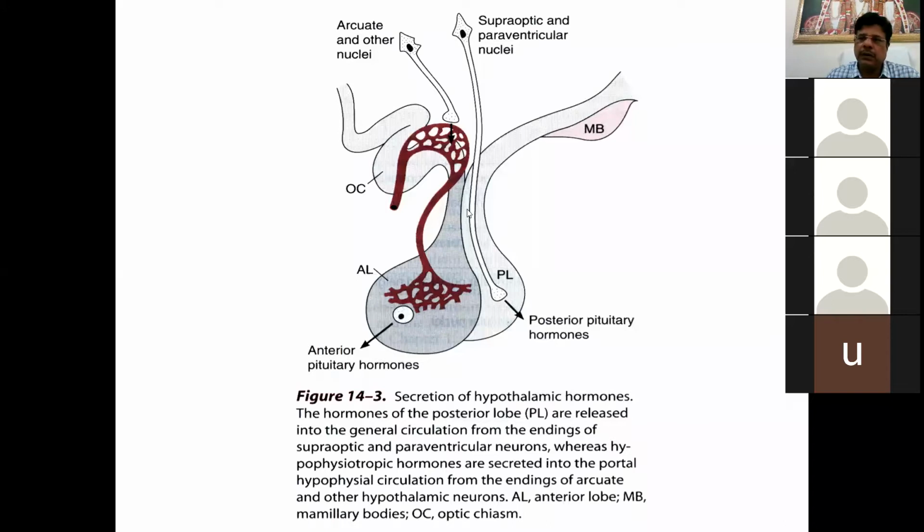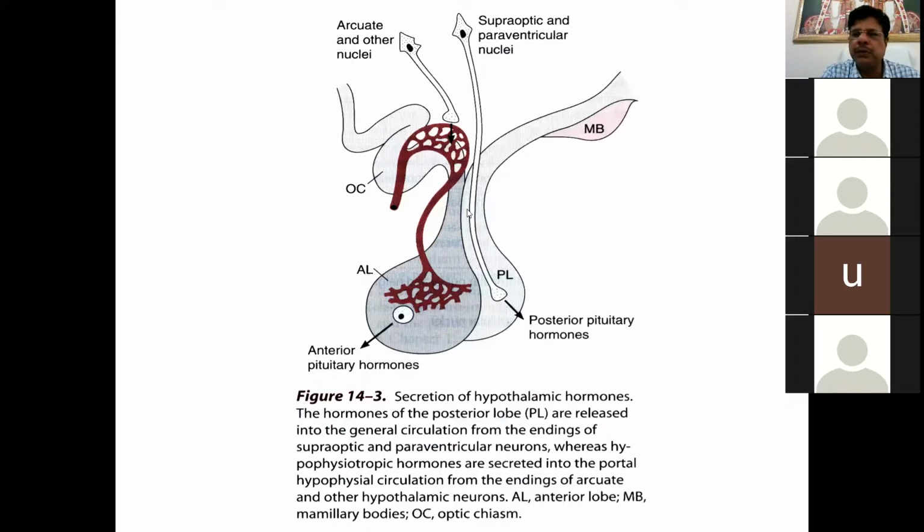Pro-opiomelanocortin. Did you look it up on the net? You didn't look? Okay, I was just joking. It doesn't matter even if you looked it up. Pro-opiomelanocortin. You should not look it up in the exam. You should not look it up in the university exam. In internals, anyway.